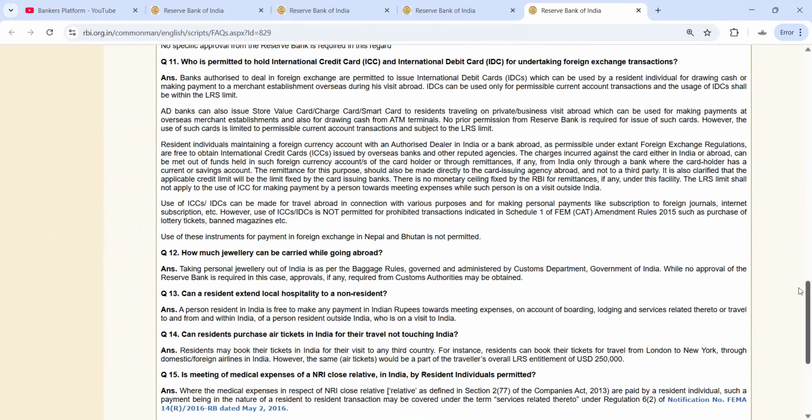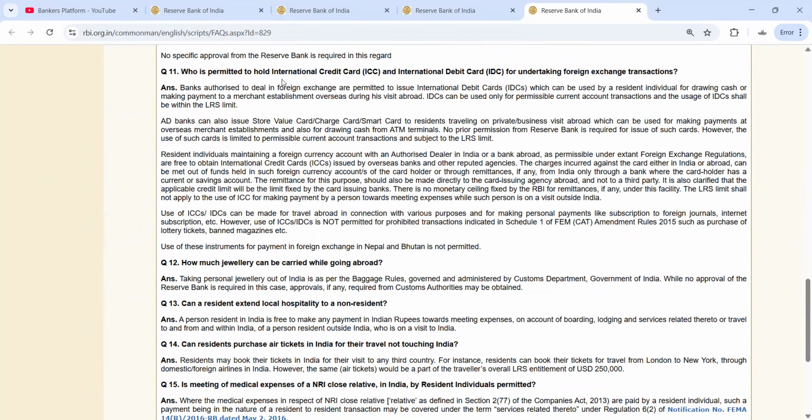Now question number 11. Who is permitted to hold an international credit card and international debit card for undertaking foreign exchange transactions? Banks authorized to deal in foreign exchange are permitted to issue these international debit cards and credit cards to resident individuals for drawing cash or making payment. This can be used only for permissible current account transactions, and use of this international debit card shall be within the LRS limit. So what is the LRS limit? That you all should know.